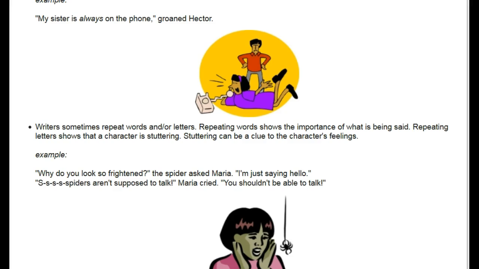Writers sometimes repeat words and/or letters. Repeating words shows the importance of what is being said. Repeating letters shows that a character is stuttering. Stuttering can be a clue to the character's feelings.